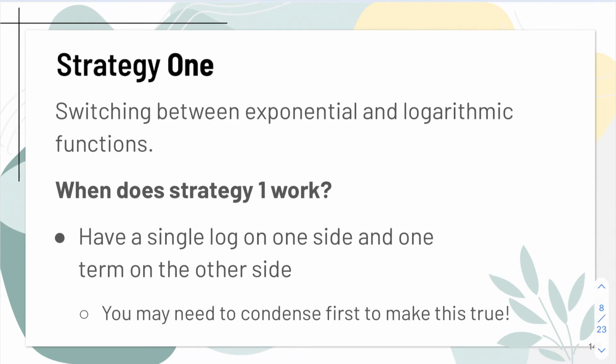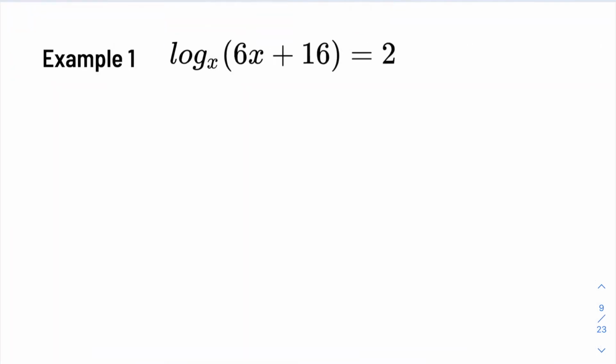We're just not really going to do that level of problem. And then also we may need to condense to make this true, right? To have a single log, we may need to condense it down. If we have addition between logs, we can turn that into a single log using the product property. So we may have to condense sometimes to make that true.